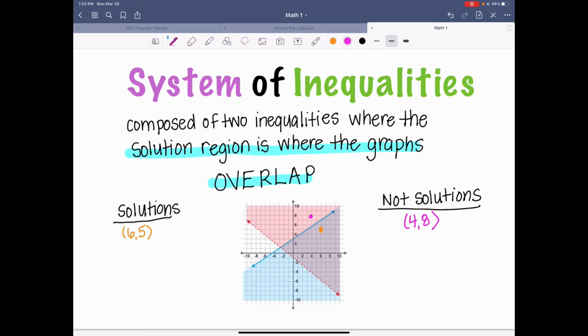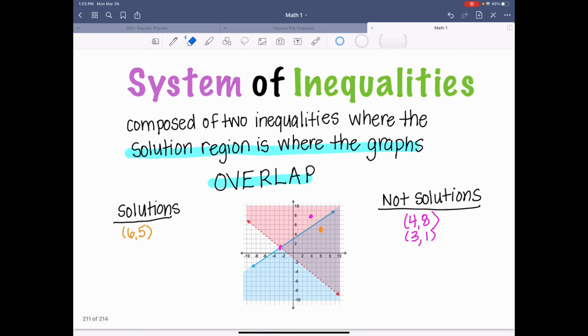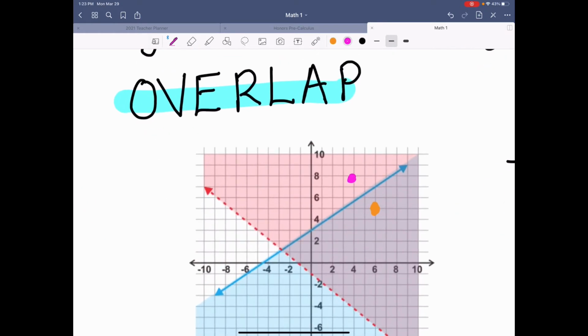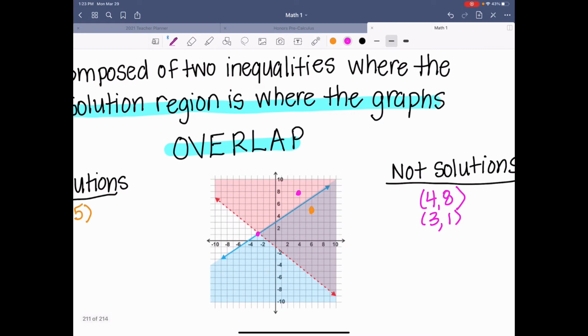All right, so another point that is not a solution. We're going to go with (3, 1). (3, 1) is not a solution. Now, I'm doing this for reference purposes. If you look at it, it's kind of off a little bit, but we're going to pretend that it's at (3, 1). I'm hoping that that's where it's at, okay? So why is (3, 1) not a solution?